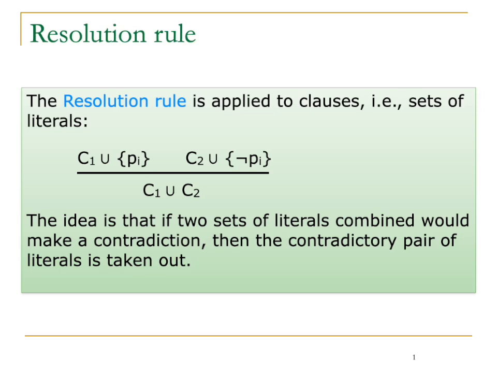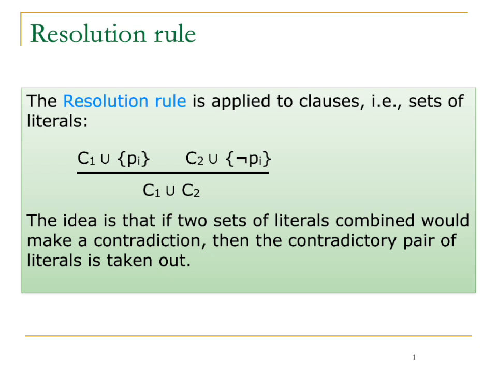The proof by resolution method has only one inference rule, which is called the resolution rule. The rule is applied to clauses which are sets of literals. Here we see the notation. Above the bar we have the assumptions. First assumption is a set which is obtained by combining a certain clause which we denote by C1 and we add to it the literal pi. The second assumption is another clause C2 and we add to it a literal not pi. So we have the same propositional symbol above the line, first as itself and then negated.